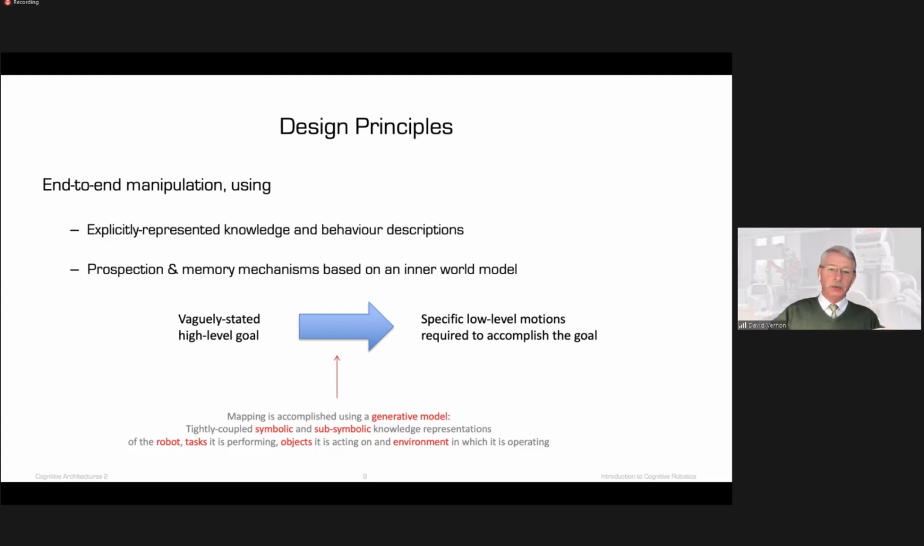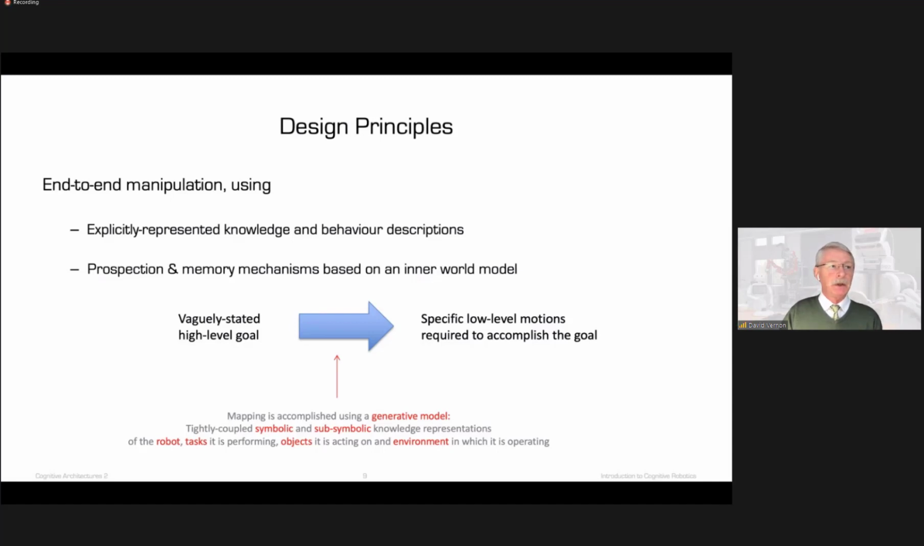Now, the goal is to map from the vaguely stated goal, a high-level goal, to the low-level motion plan, and that's accomplished using what's referred to as a generative model. Now, there's a technical understanding of a generative model, and I'll get to that later on. For the moment, I just want to treat it as a way of tightly coupling symbolic and sub-symbolic knowledge representations, the system it's working on and the environment in which it's working.